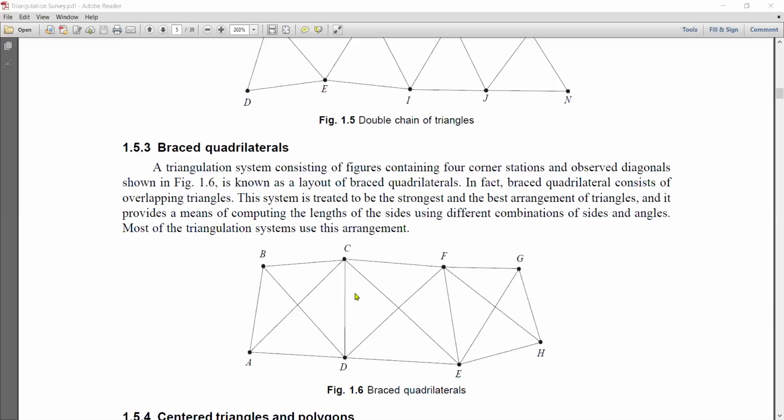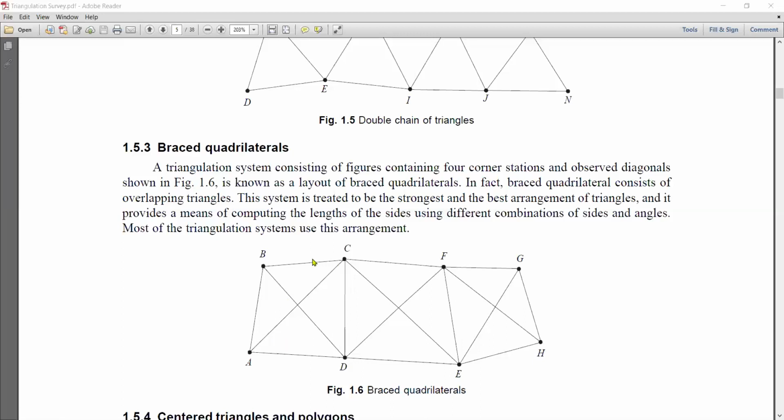AC and BD are the diagonals. It is known as layout of braced quadrilaterals. If we are finding four corners and two diagonals, these are called a braced quadrilateral triangulation system. In fact, a braced quadrilateral consists of overlapping triangles. See, here this triangle ABD is overlapping on ACD.